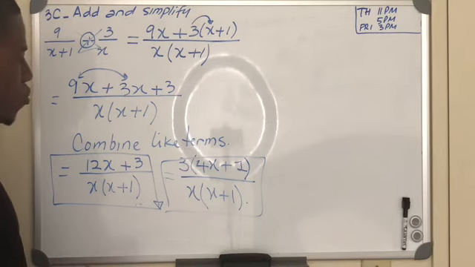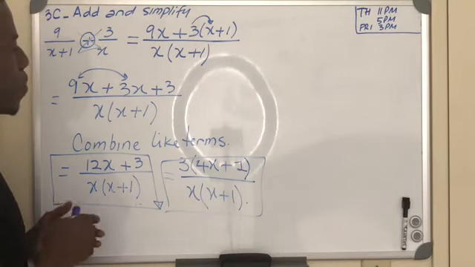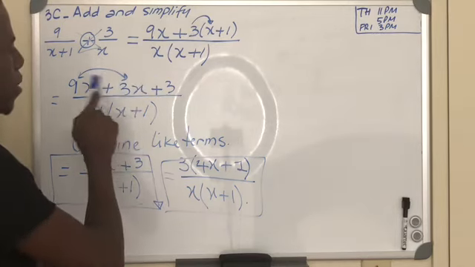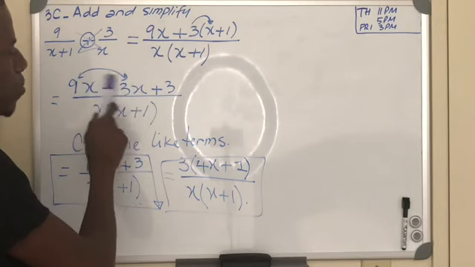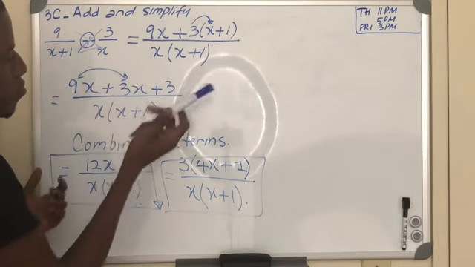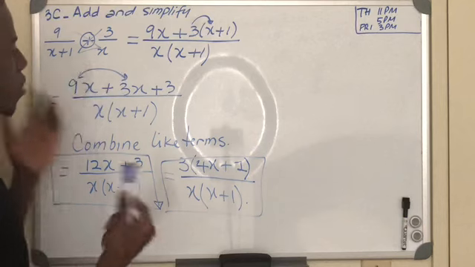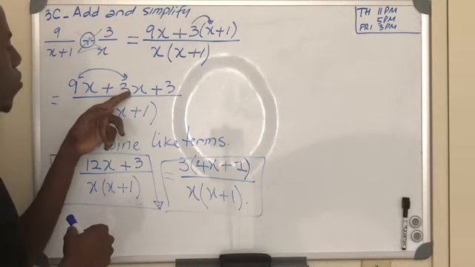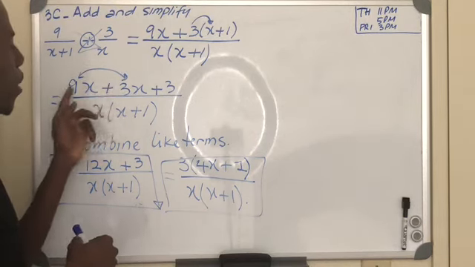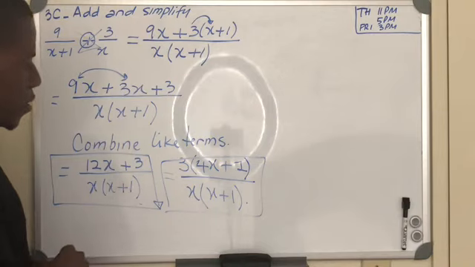What they want you to do by simplifying is right here to combine the like terms. That's the basic adding of two numbers. 9 plus 3 is 12, and we have x, so that's 12x. That's it.